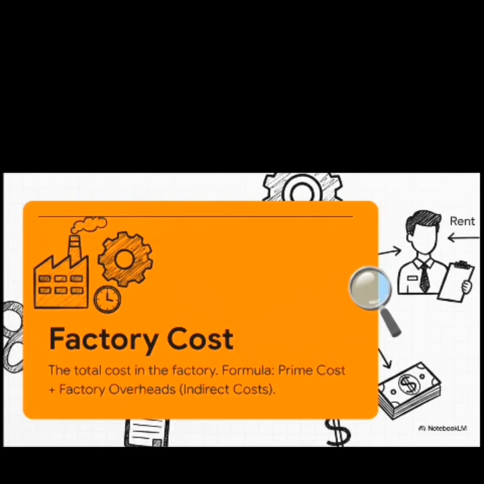Okay, so once we've nailed down the prime cost, we zoom out a bit to find the total factory cost. All we do here is add in all the indirect costs. Everything else it takes to keep the factory humming that isn't tied to one specific product. Think about the factory supervisor's salary, the rent, or the depreciation on the machines.